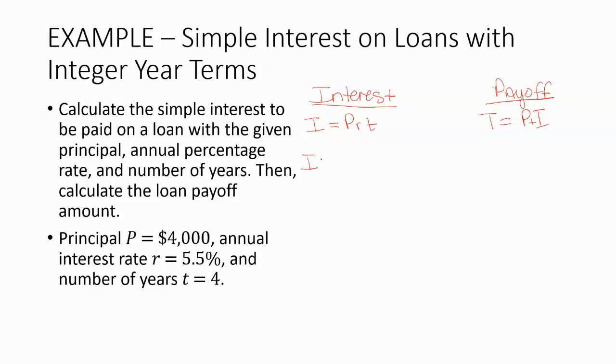So now we're going to fill in our values. Our interest is equal to P is the principal. So the principal borrowed here is $4,000 times our annual percentage rate, which is 5.5%. But again, we're going to write that as a proper decimal, so 0.055. And then that is times the time. And the number of time, or the number of years we are given here is 4.